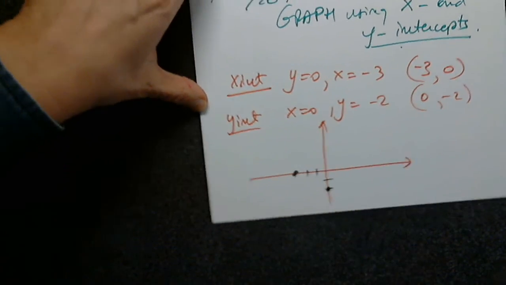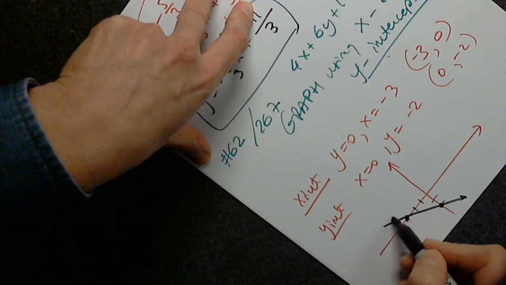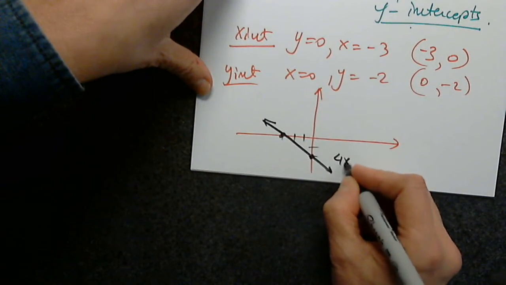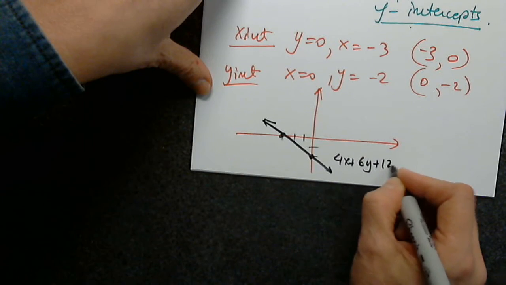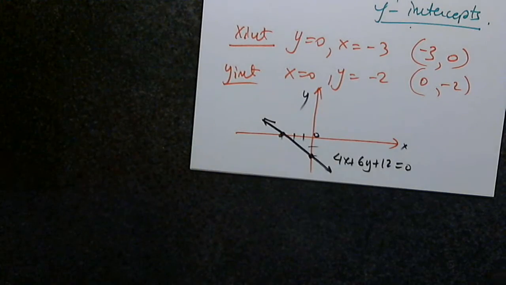Ask any questions anytime, please. I don't want anyone to fall behind. So I plotted those two, connected and extended, and please write 4x plus 6y plus 12 equals 0, because that's what we graphed. Anywhere you want. It doesn't have to be on the right. It can be underneath or on top of it, but you have to write what we graphed. Any questions for me?